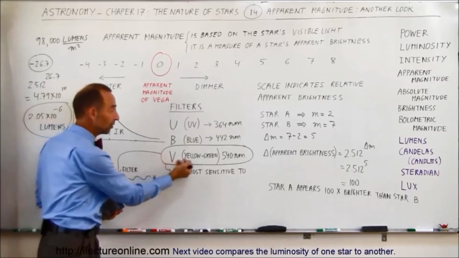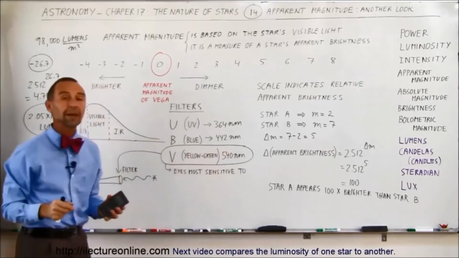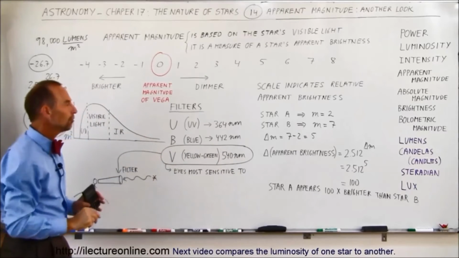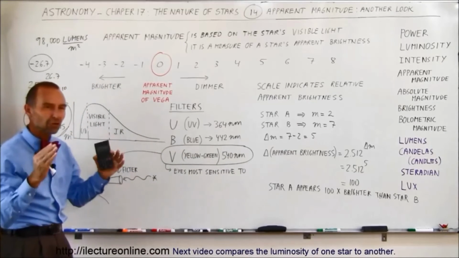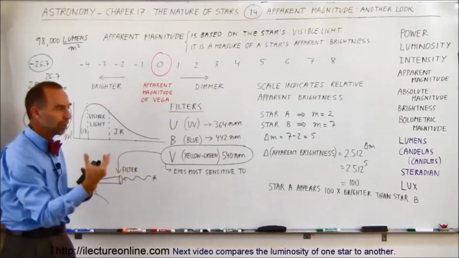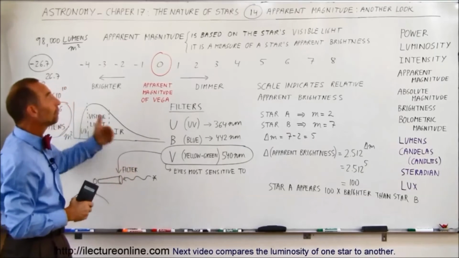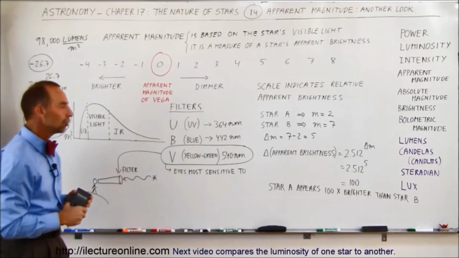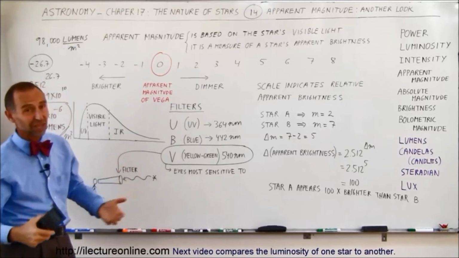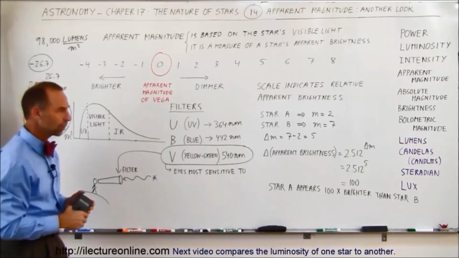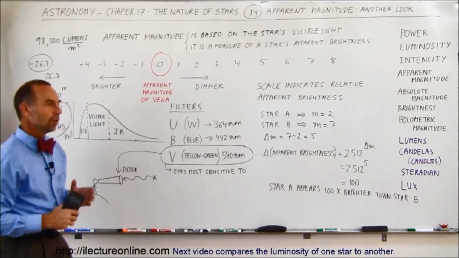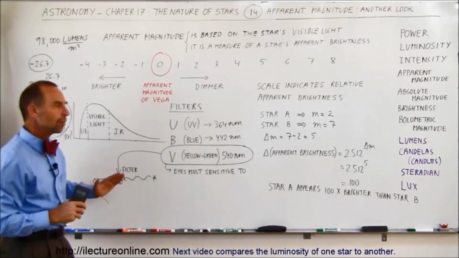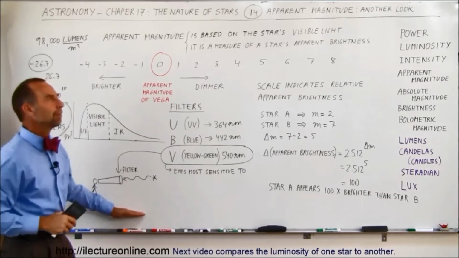We use a special filter that allows visible light to pass through, holds back the UV and the infrared, and then we measure how bright it appears with a measuring apparatus, and then we convert that to an apparent magnitude. And that's how we find the apparent magnitude of different stars and different objects, such as galaxies or star clusters or nebulas and things like that. So that's how we figure out the apparent brightness and the apparent magnitude.